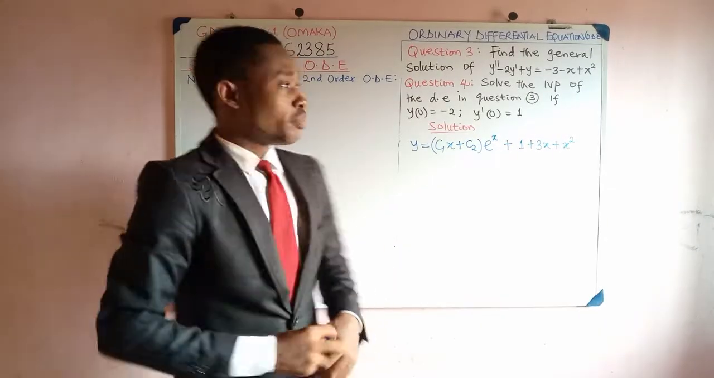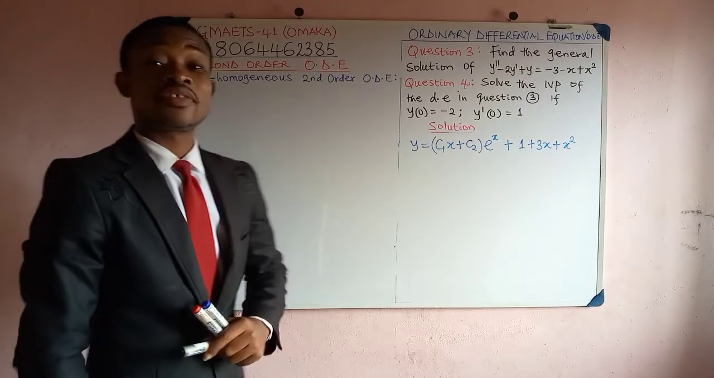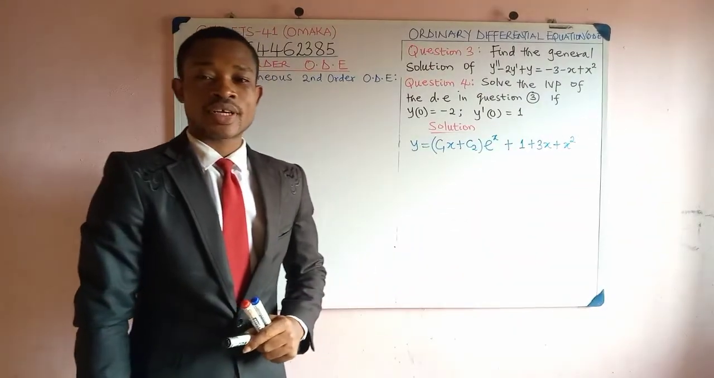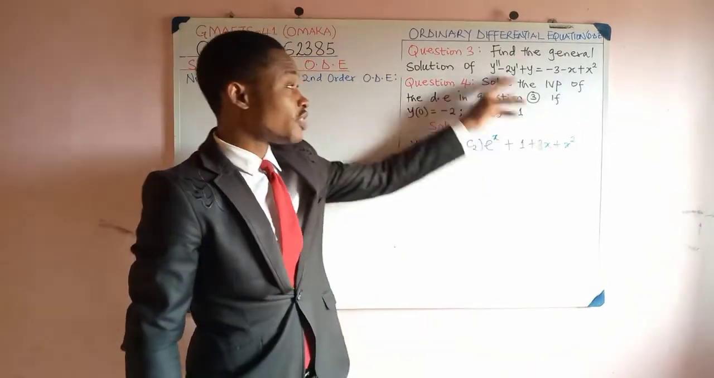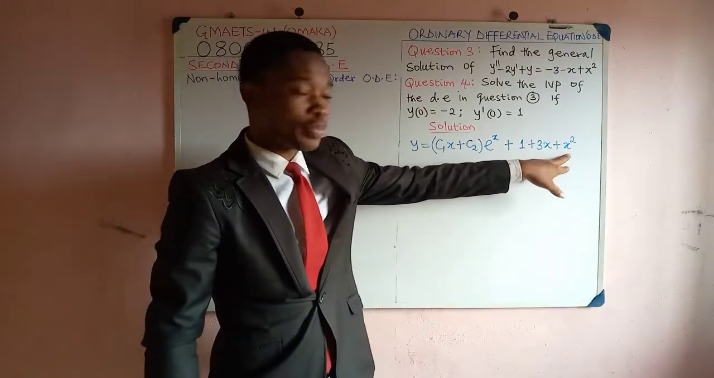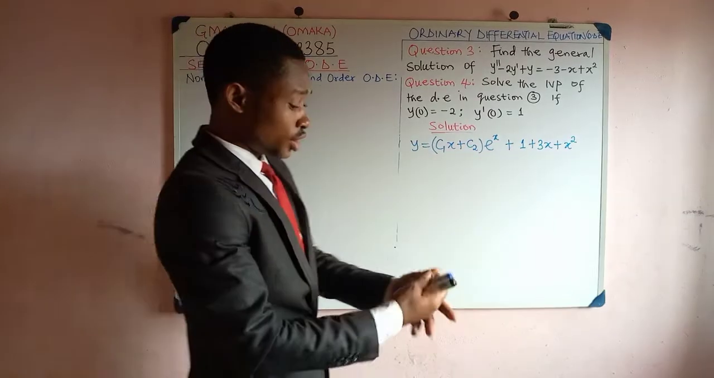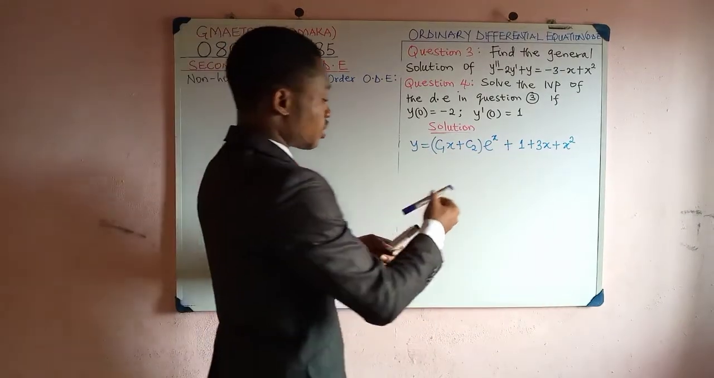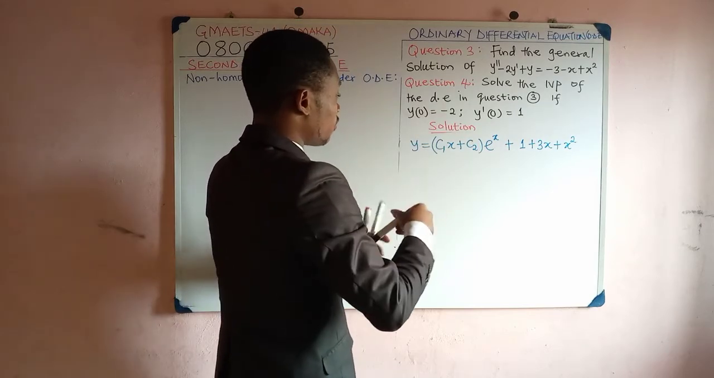Let us now determine the IVP of the differential equation in question 3. You would recall that before the break, we obtained the general solution of this differential equation, with this being the complementary function and this the particular integral solution. So we have this as our general solution.